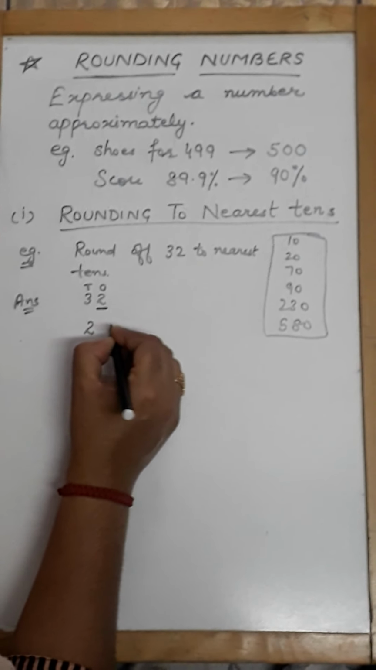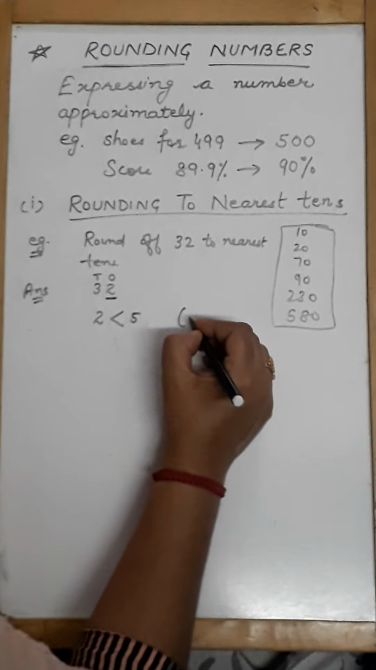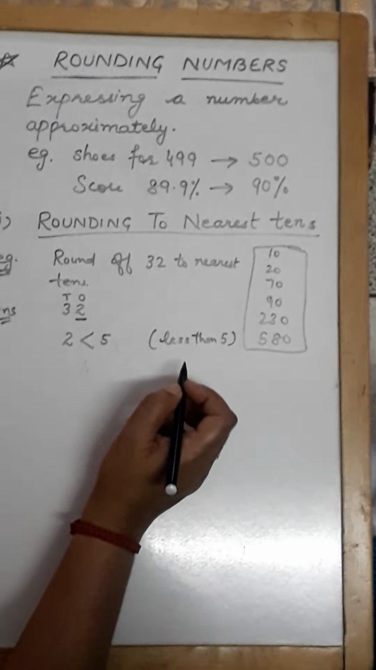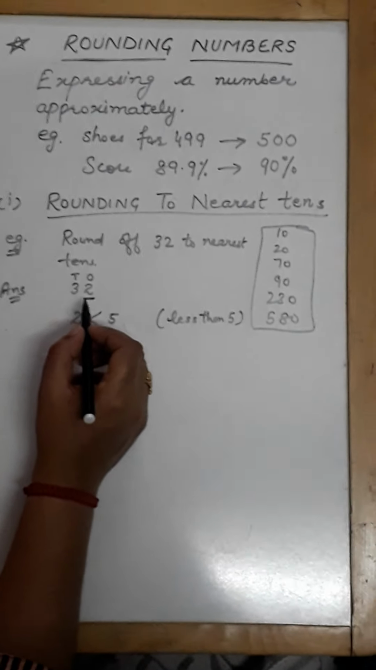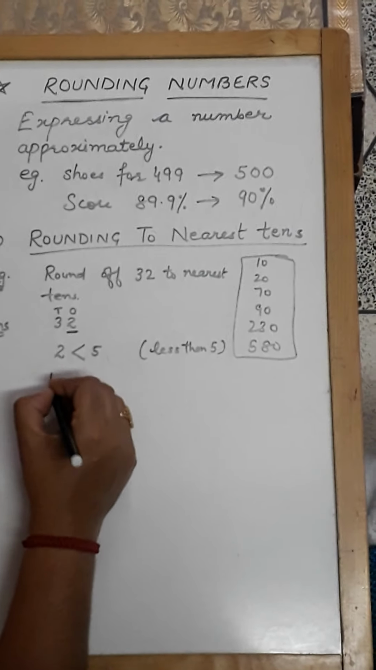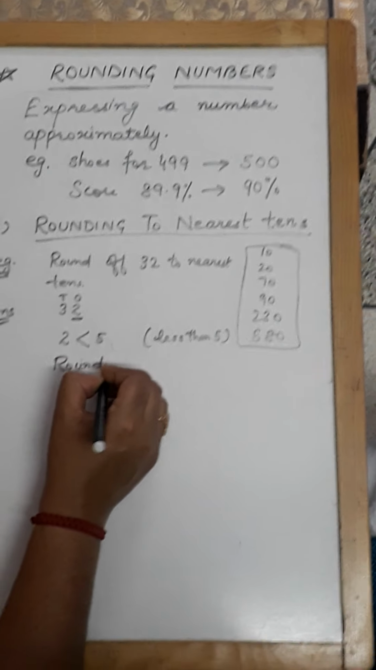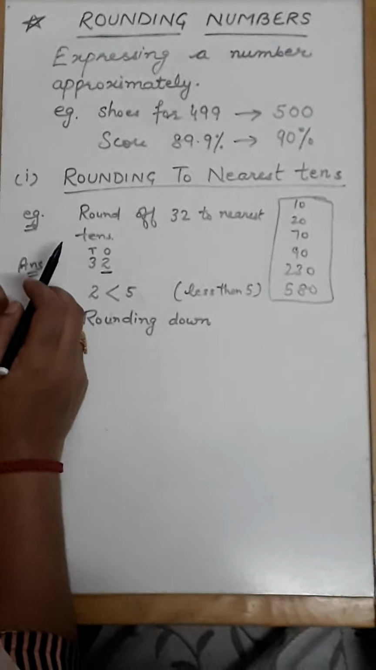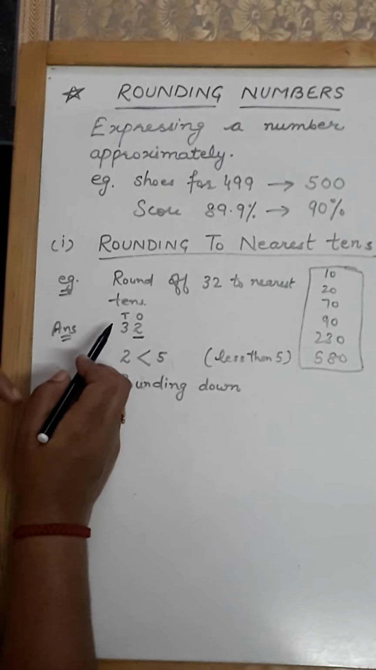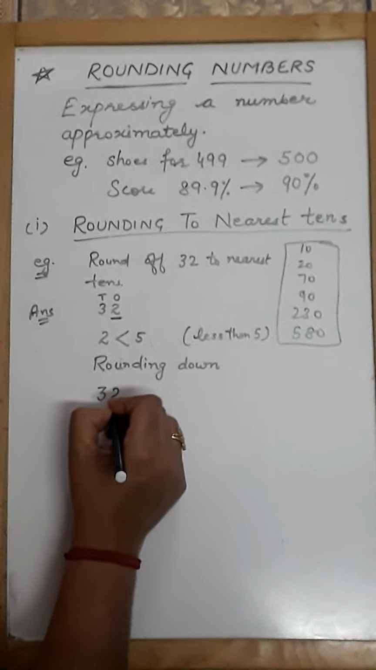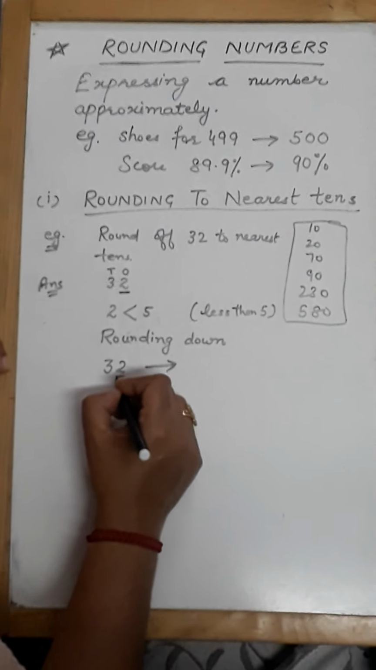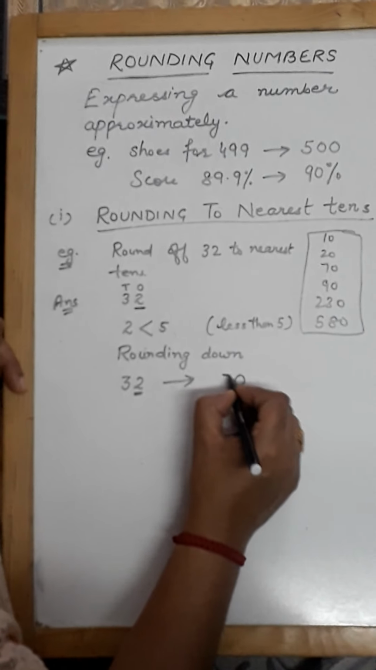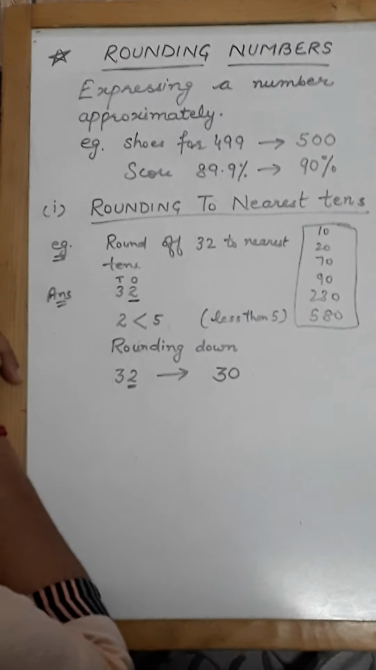If this number is less than 5, आपने हमेशा 5 से less देखना है. If the number at ones place is less than 5, then we do rounding down. Now what does rounding down mean? Means the number which is smaller than this number and comes in the table of 10. Now for rounding down, in place of 2 जो कि ones place पे है, we put a 0 and the 3 remains same. So the answer is 30.